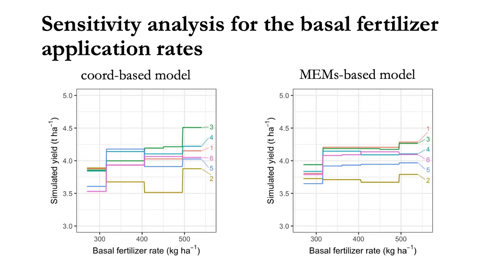On the other hand, the MEMs-based model shows results compatible with agronomic analogies. So the yield can be rapidly increased at the lower basic fertilizer rates, but it reaches a plateau if we increase the fertilizer rates. So from this result, we can say that the coordinates may not be a good spatial surrogate covariate to model the relationships between the inputs and the yield, but the MEMs can be a candidate for modeling.